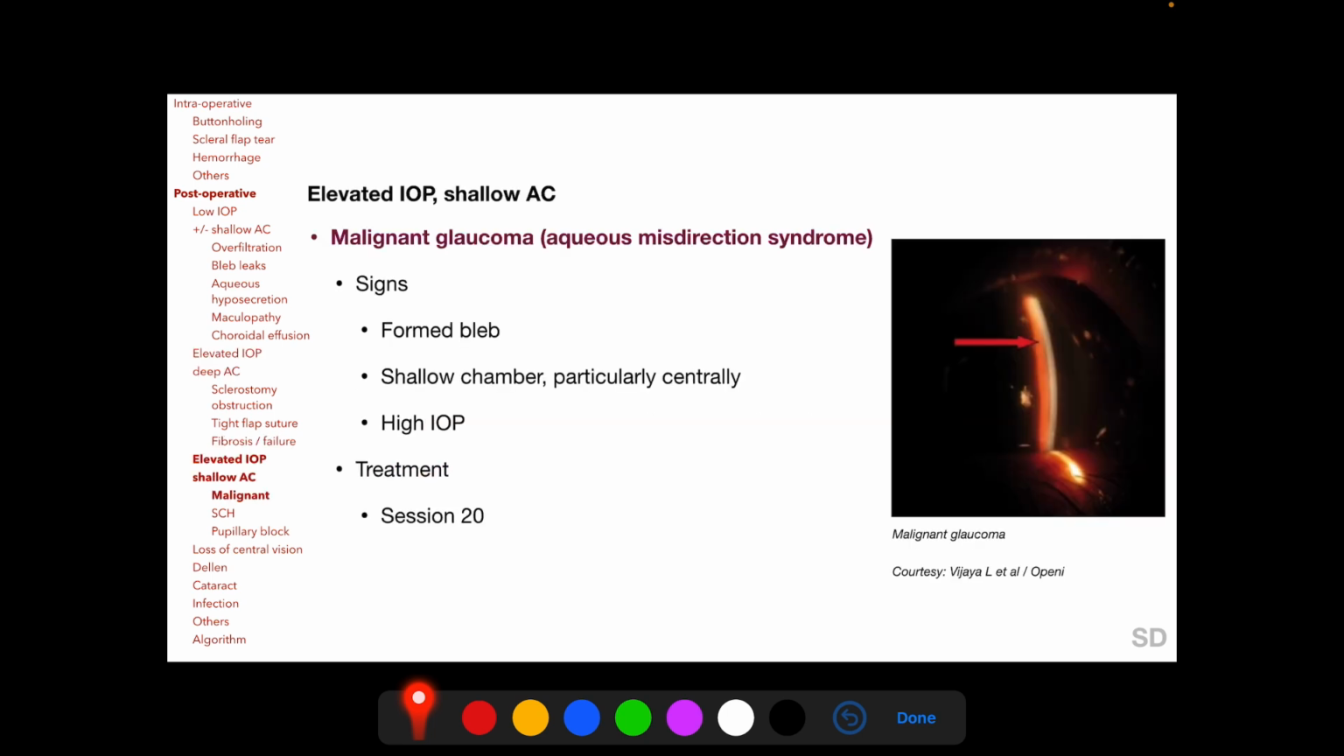Post-operative complications which present with elevated IOP and a shallow anterior chamber include malignant glaucoma, suprachoroidal hemorrhage, and pupillary block. Malignant glaucoma presents with shallow chamber, particularly centrally, with a high intraocular pressure, and the bleb usually appears formed. In this diagram, we see a patient presenting with malignant glaucoma following trabeculectomy. We have discussed the management of malignant glaucoma in a previous session.